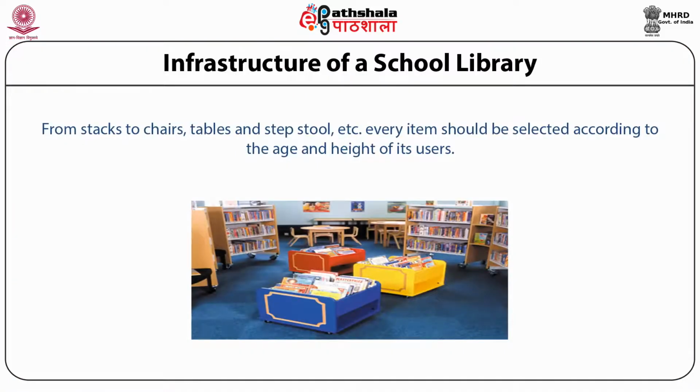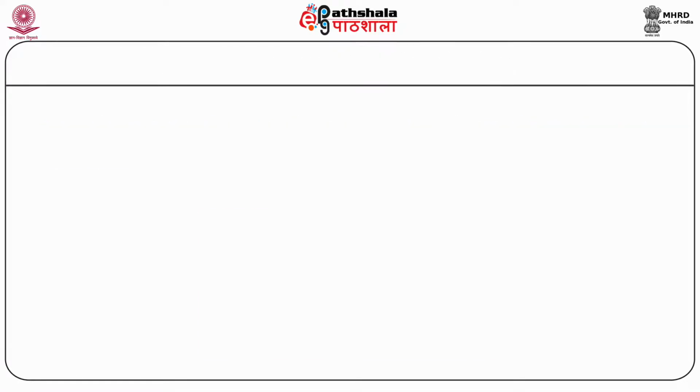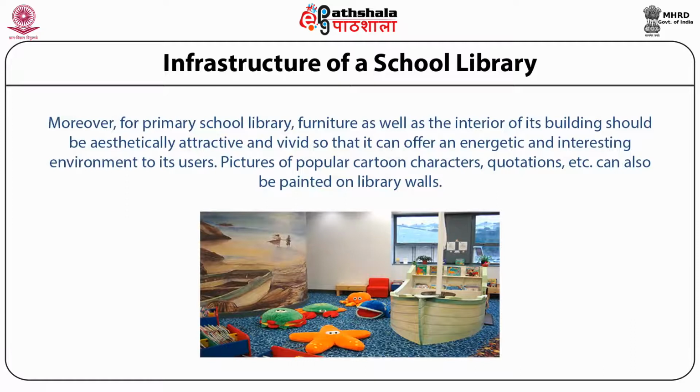If we talk of infrastructure, then from stacks to chairs, tables, stools, etc., every item should be selected according to the age and height of the users. The picture in this slide shows the furniture that is normally used in school libraries. Moreover, for a primary school library, furniture as well as the interior of its building should be aesthetically attractive and vivid so that it can offer an energetic and interesting environment for its users. Pictures of popular cartoon characters, quotations, etc. can also be painted on the library walls.